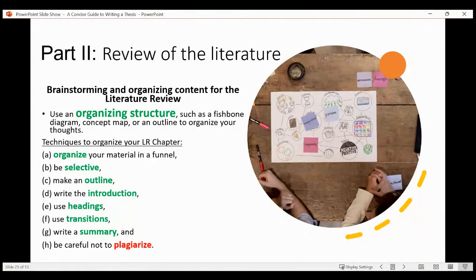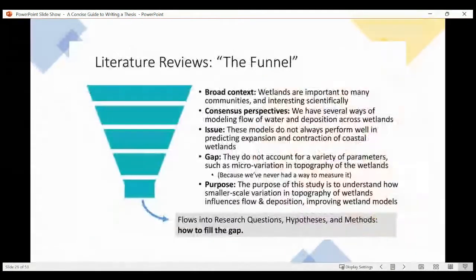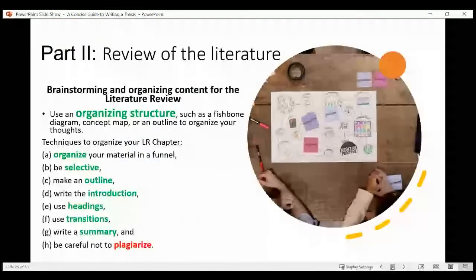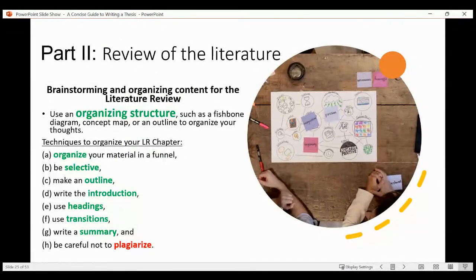We also have techniques here. Organize your material in a funnel, moving from general to specific: from broad context all the way to the gap, the purpose, and then how to fill the gap by presenting your research questions. This is what we call the funnel. Be selective. Don't read everything. Choose the articles that are closely related to your topic or problem. Make an outline.